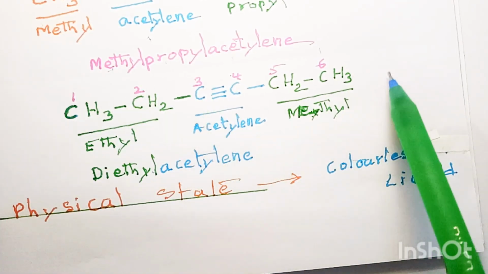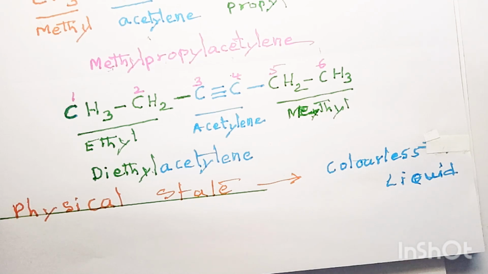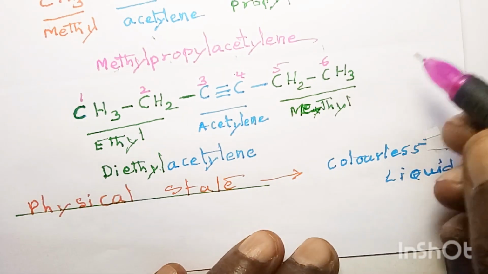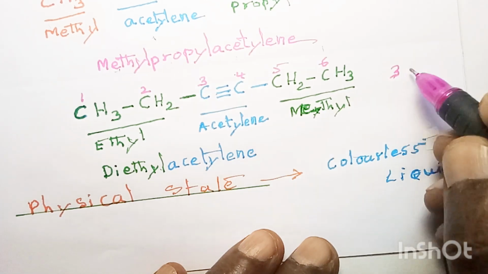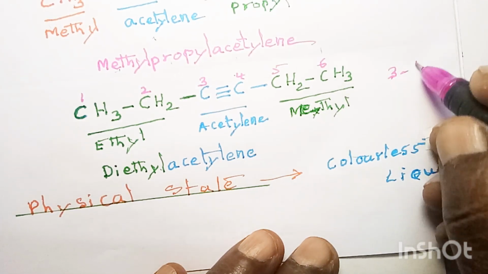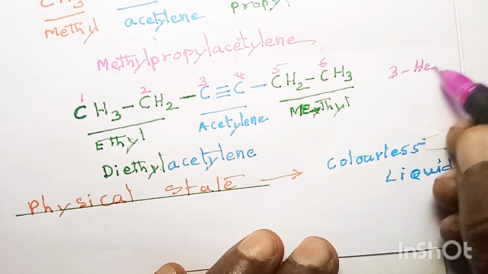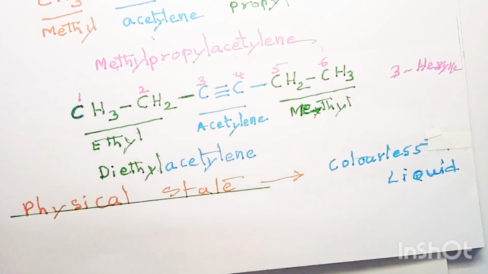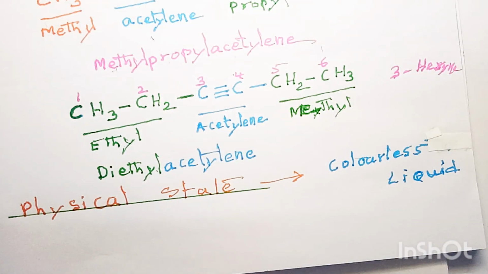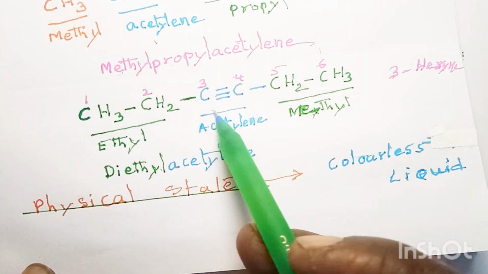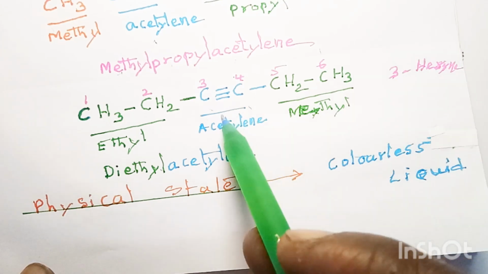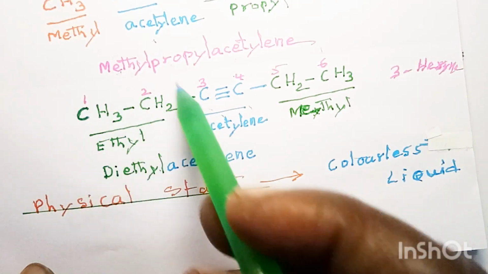For 3-hexyne, the triple bond is between the third and fourth carbon atoms. So we can divide it into 3 parts. One is the acetylene part, which is between the third carbon and fourth carbon. This is the acetylene part. On this side we have 2 carbon atoms.